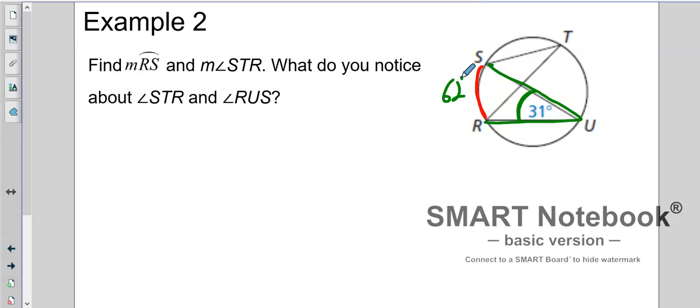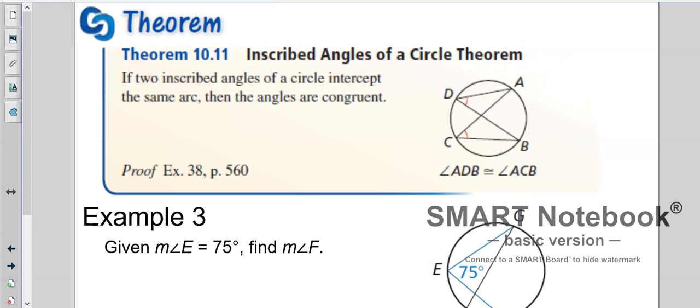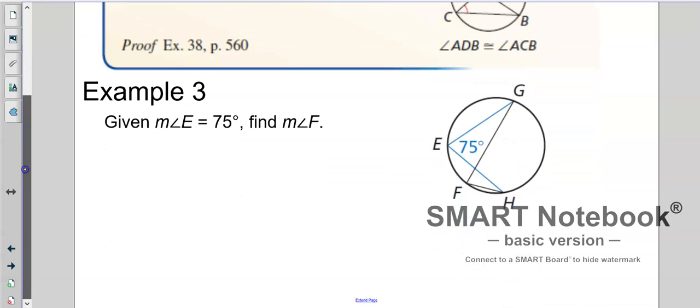What do you notice about the angle STR and RUS? Well, since this arc SR is 62 and it's formed by the green angle, notice it's also that angle. That means STR is also 31 degrees. All right, inscribed angles of a circle theorem. If two inscribed angles of a circle intercept the same arc, the angles are congruent. That's what we just did. So we just proved that theorem.